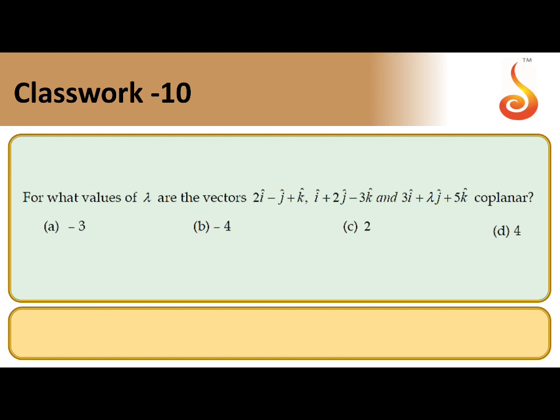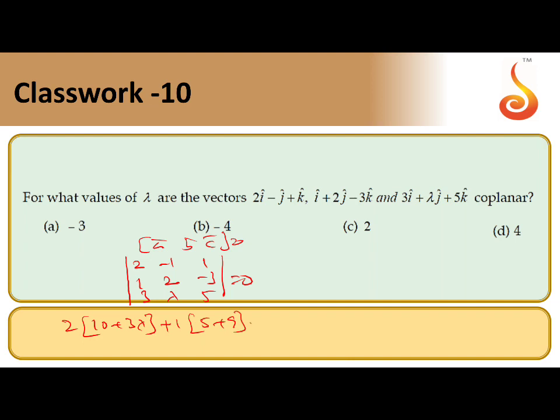Find the value of lambda for which the vectors are coplanar. If the vectors are coplanar, the determinant equals 0. So that means box A, B, C equals 0. Box means determinant equal to 0. The determinant with rows 2, minus 1, 1; 1, 2, minus 3; 3, lambda, 5 equals 0. Now solve the determinant. So 2 into 10 plus 3 lambda. Solve slowly. Next minus plus 1 into 5 plus 9, plus 1 into lambda minus 6 equal to 0.